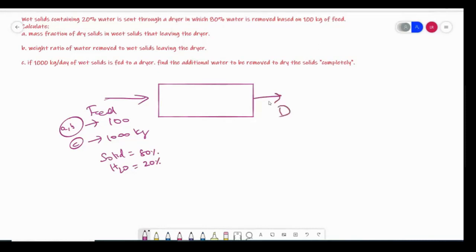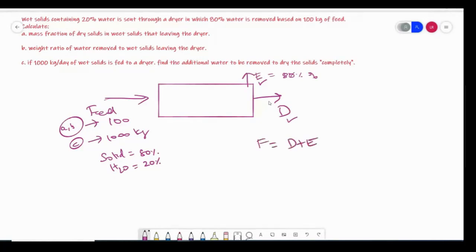And we have D, where 80% of the moisture is removed. So in this case, we are going to first get E, and only then we get the D value. We have F equal to D plus E.